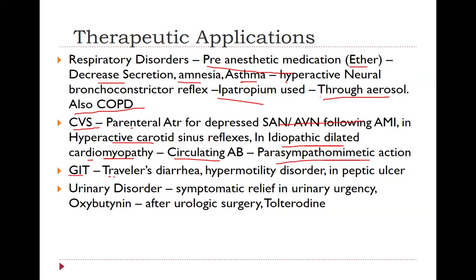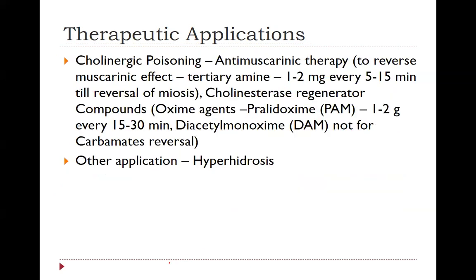In the GIT, it could be used in traveler's diarrhea, in hypermotility disorders, and in peptic ulcer. In the urinary disorder, this particular drug could cause symptomatic relief in urinary urgency. Oxybutynin is used for these purposes, and now tolterodine is also being used. Apart from this, this particular drug can also be used as an antidote in cases of organophosphate or carbamate poisoning.